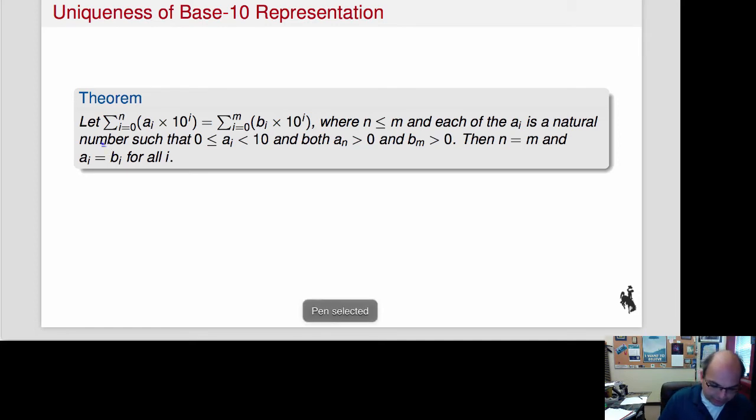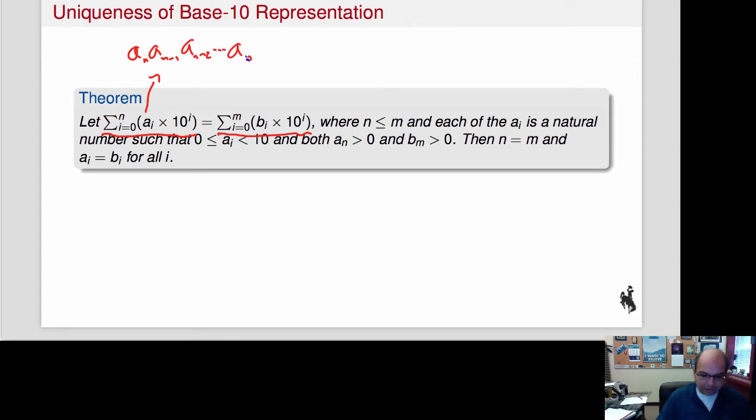Here's our theorem. So we have two different numerals here, and I want to make it clear what they are. This one is a_{n-1}, a_{n-2}, all the way up to a_0. That's what that number looks like. a_n is the leading digit. And this one is b_{m-1}, b_{m-2}, up to b_0. And what we say is that these two numerals represent the same number.